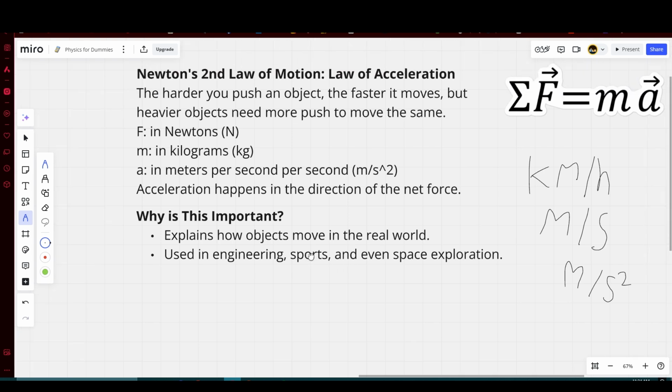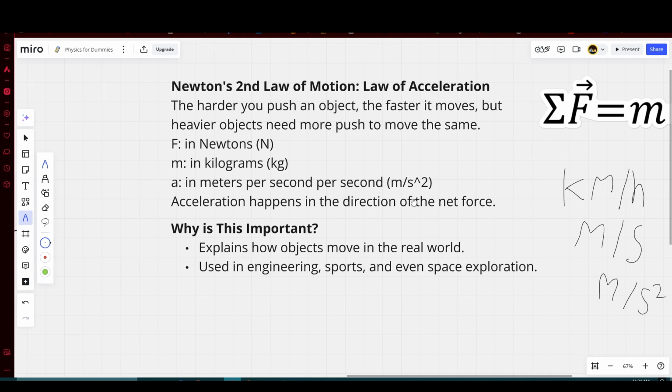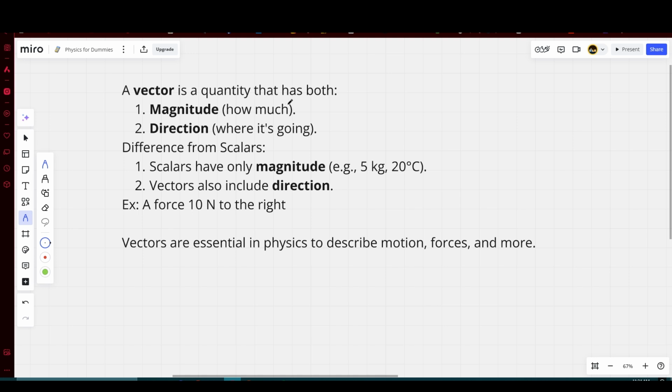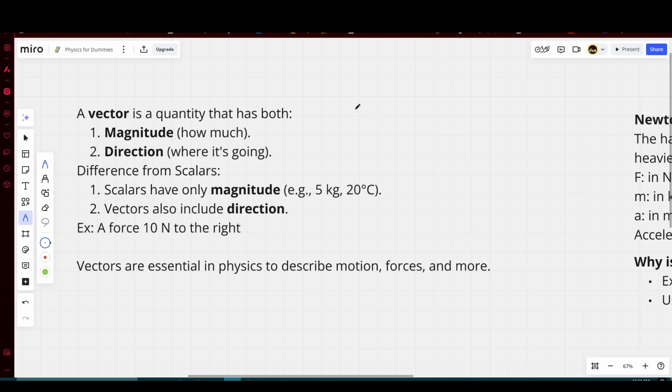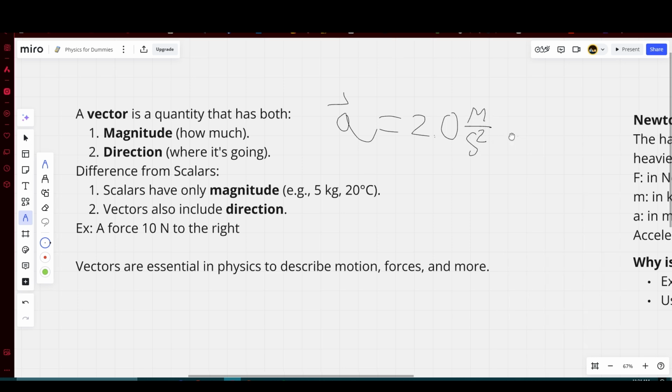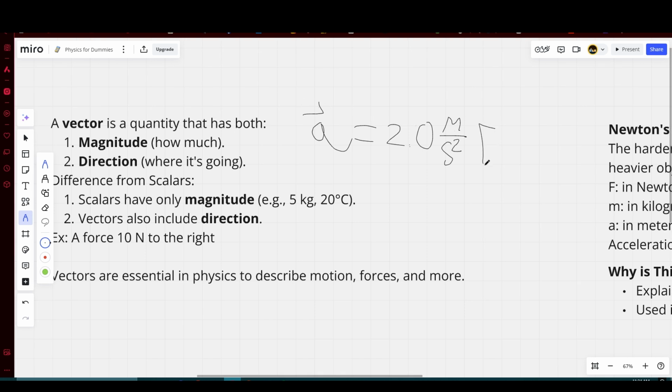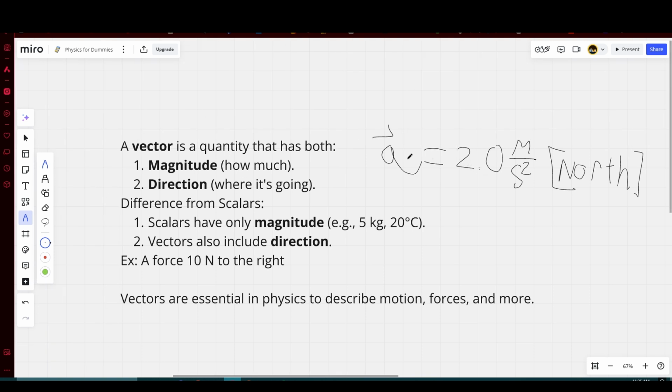So let's get into what these little arrows mean. A vector is just a quantity that has both magnitude and direction. So, acceleration, I like to draw it like this. Excuse the poor handwriting. Let's say acceleration equals 2 meters per second squared, and we also need to specify what direction it's going. So let's just say north. This means this quantity is pointing northwards. Your acceleration is going north, up towards the top of the page or the top of my screen.